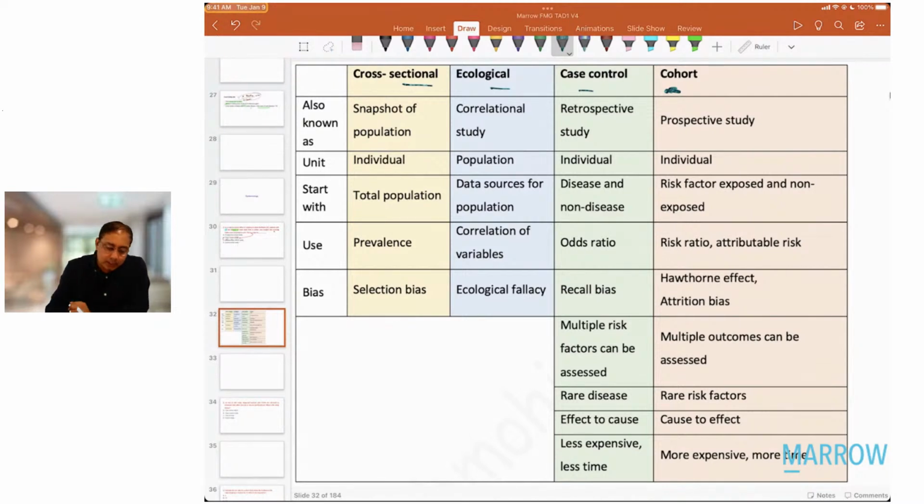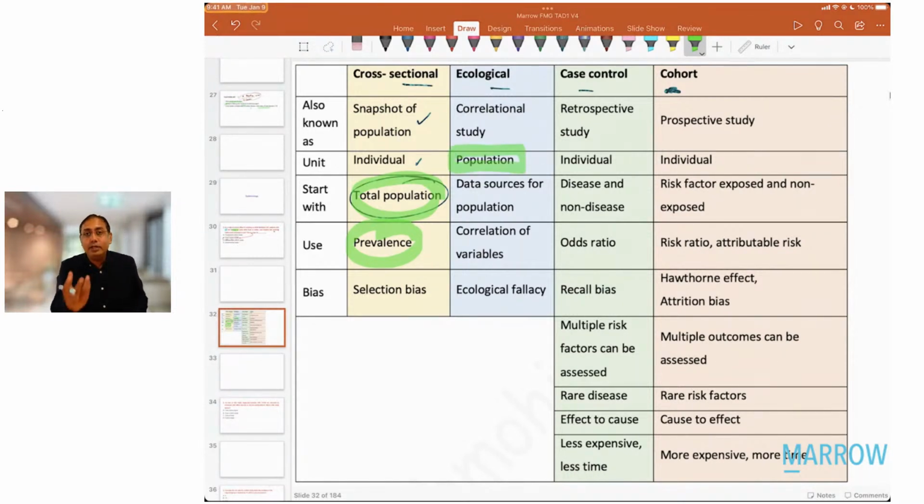Cross sectional study is nothing but the snapshot of the population. It is based on individual level. You start with the total population. This has been taken as a testing concept hundreds of times. This is the most important 5-star point, that in a cross sectional study you start with the total population and you calculate the prevalence. Ecological study, please note that the study unit is the population.